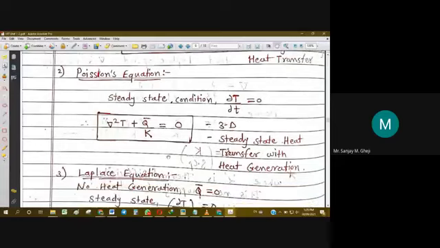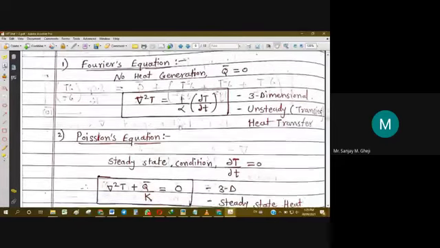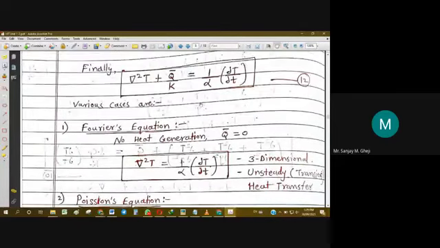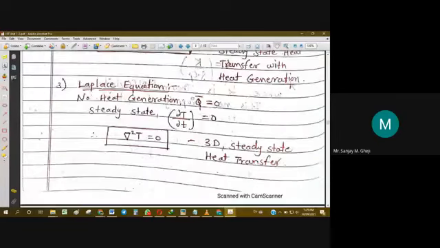This is another case. And the last case will be having steady state. So this term will cancel, as well as there will be no heat generation. So this will also get cancelled. So both these terms turn to zero. So we have q bar equal to zero, steady state, that is ∂T/∂t equal to zero. So we are left with only this form, a very short form of the equation, del square T is equal to 0. So it is a three-dimensional and steady state heat transfer.